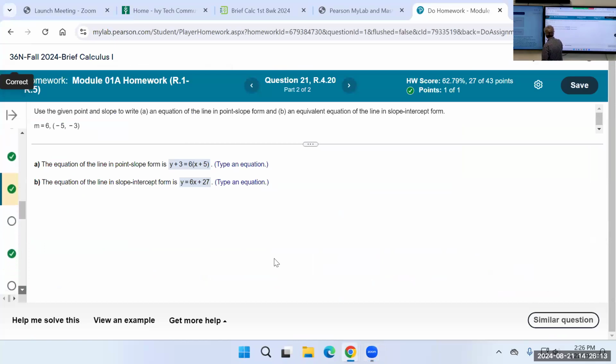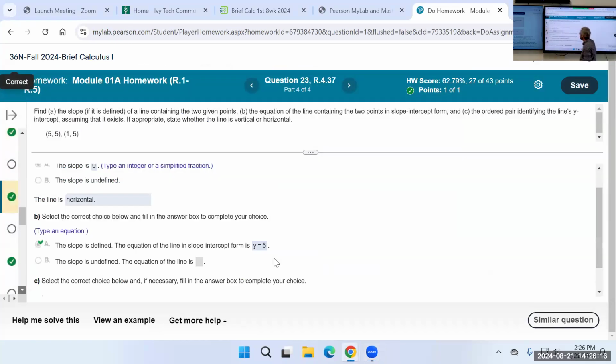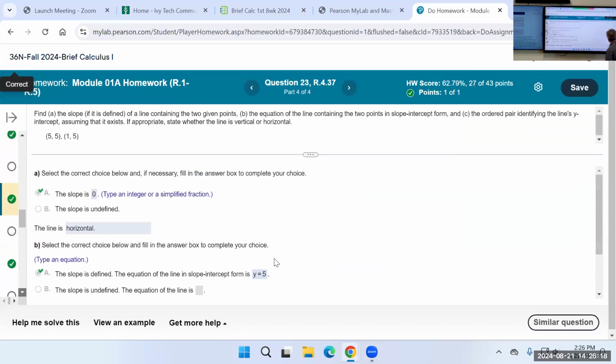I have a few more problems from this homework I wanted to go over. Find the slope, if it is defined, of a line containing 2 points. The equation of the line containing 2 points in slope-intercept form, and the ordered pair identifying the line's y-intercept, assuming that it exists. If appropriate, state whether the line is vertical or horizontal.